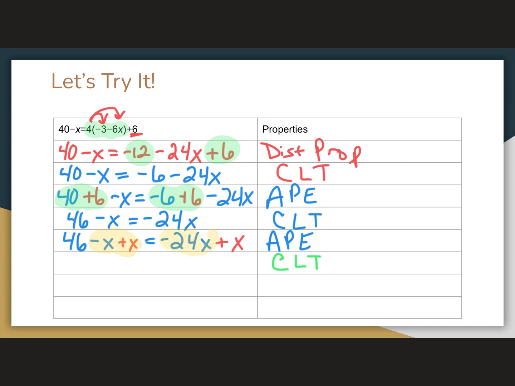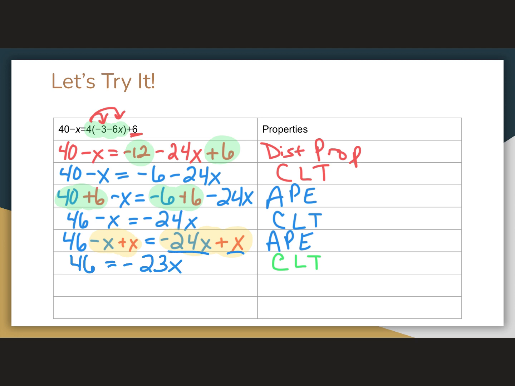Here I have negative 24x and positive x. So remember, if I have a negative and a positive, I have to subtract my numbers and keep the sign of the number with the greater absolute value. So I'm left with 46 equals negative 23x. If I owe someone 24 x's and I give them an x, now I only owe them 23 x's.